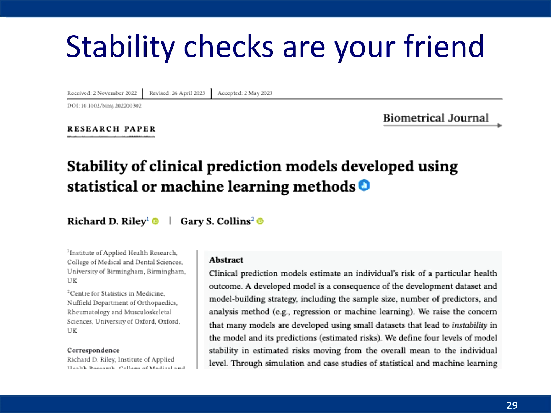Many of the things that I've been talking about in this lecture have a basis in stability. Stability is such an important concept, but really not thought about much in detail by most people when they're developing a prediction model. Gary and I have published this paper in the Biometrical Journal, Stability of Clinical Prediction Models Developed Using Statistical Machine Learning Methods.